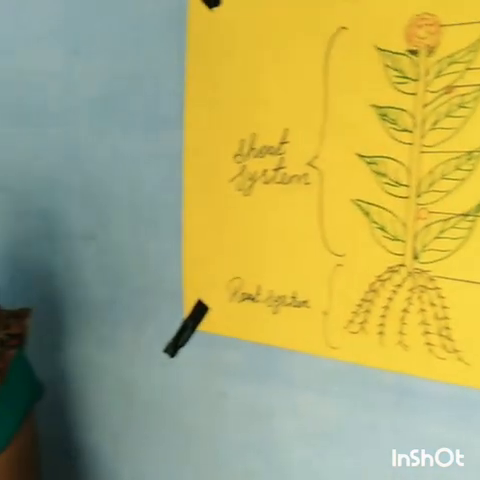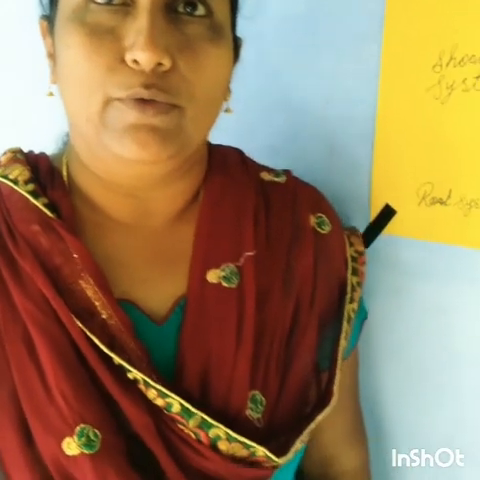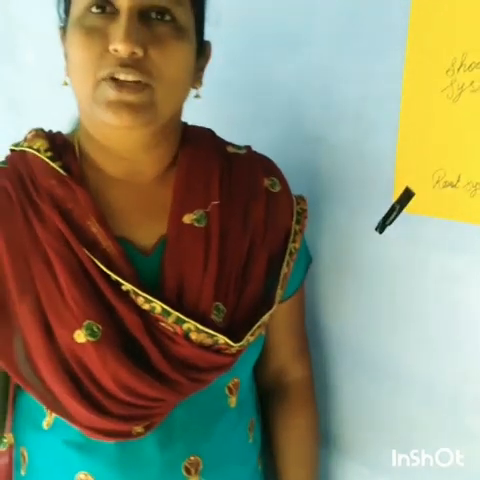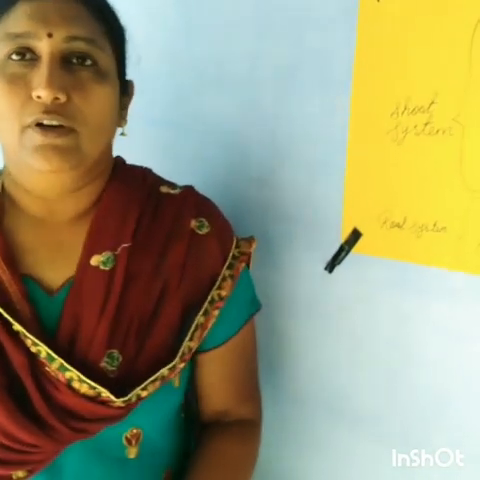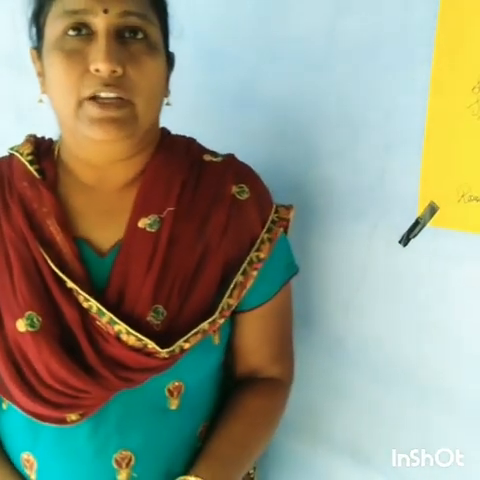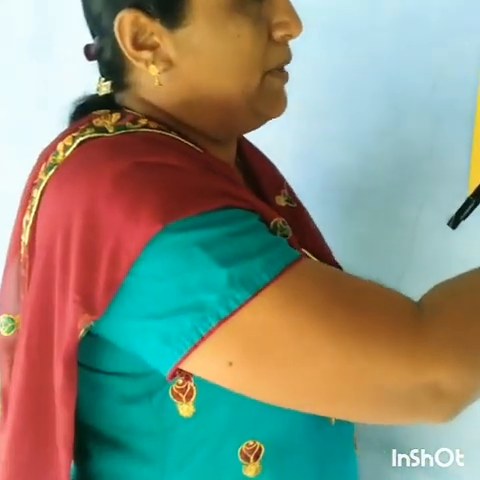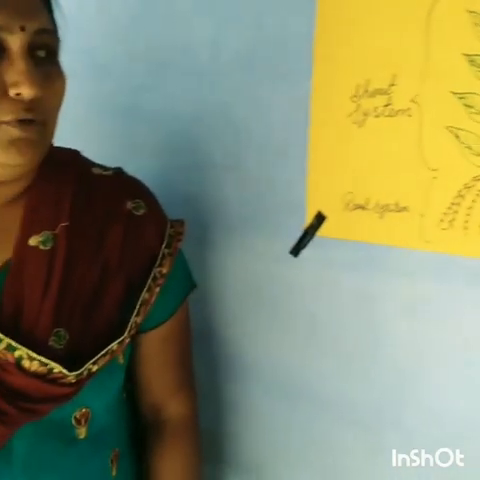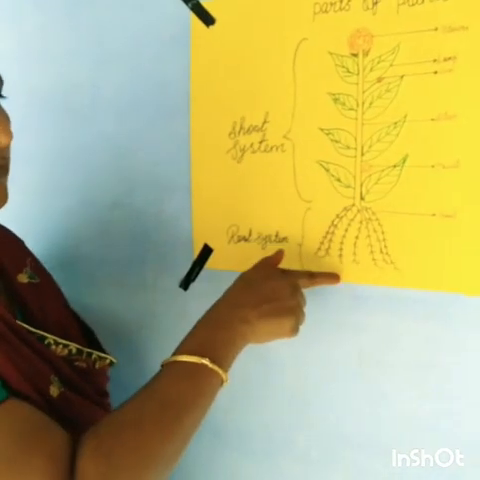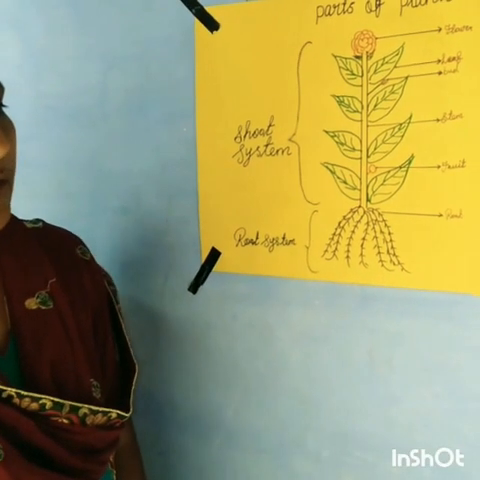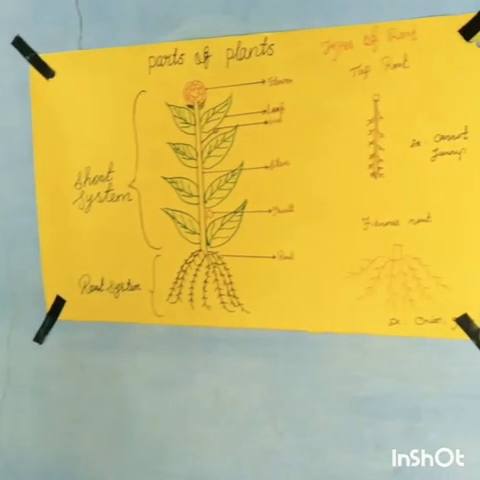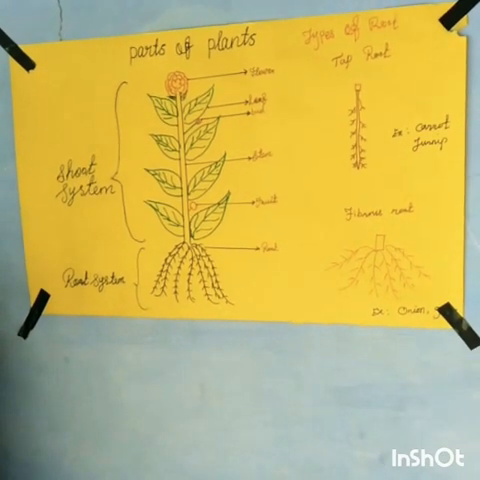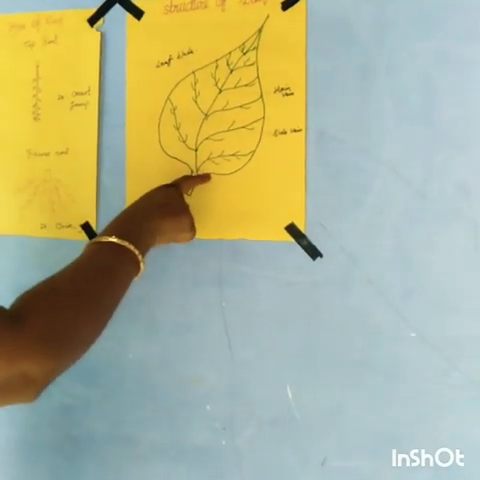Next we go to see the functions of the root. What are the functions of the root? First one, root absorbs the water and minerals from the soil. This water and minerals are sent to the stem and the stem conducts them to the other parts of the plants. Next, root protects the plants. Some underground roots store the food. Example, turnip.